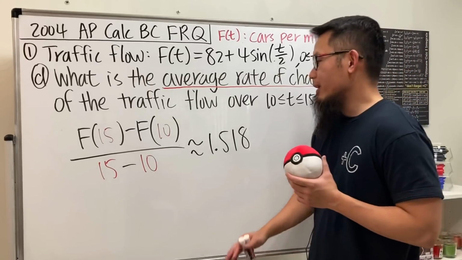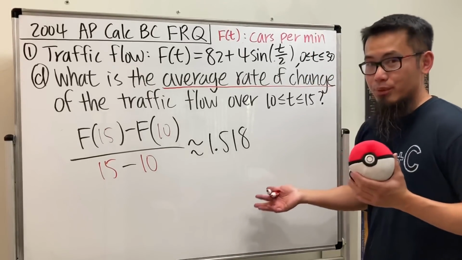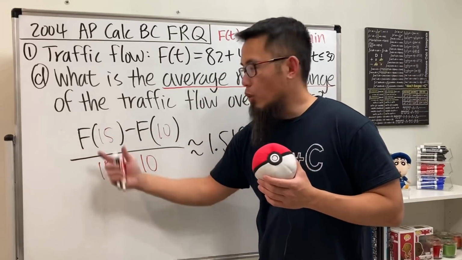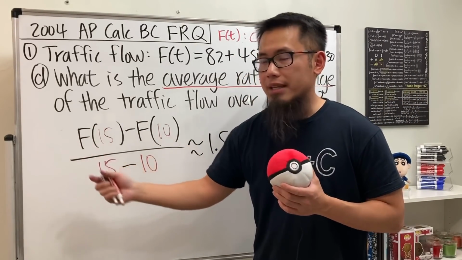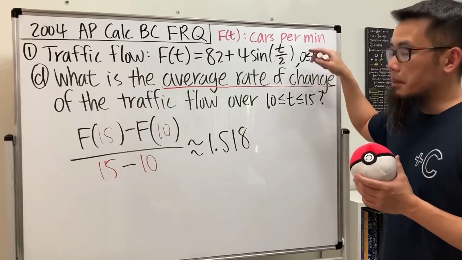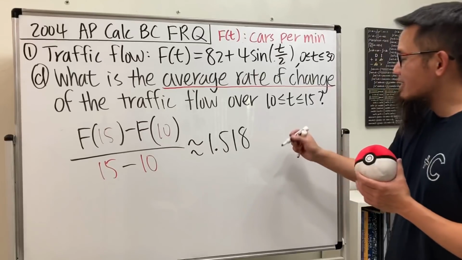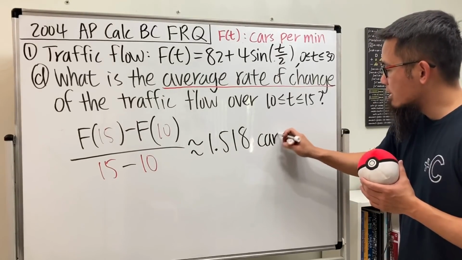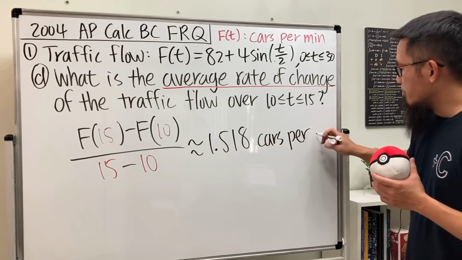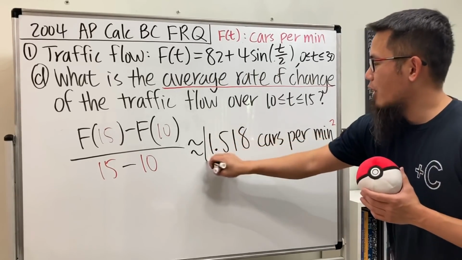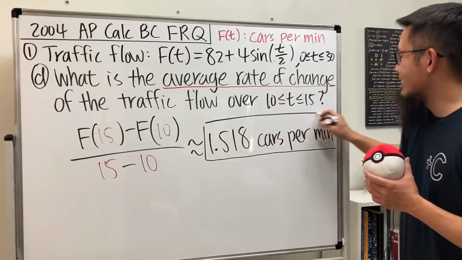But anyway though, after the computation, you also have to include a unit. In this case, remember the top. When we have f, the unit for that is cars per minute. But then we divide it by minutes again. So this right here is just going to be cars per minute, but you have to have the second power here. So cars per minute squared, and this is it.